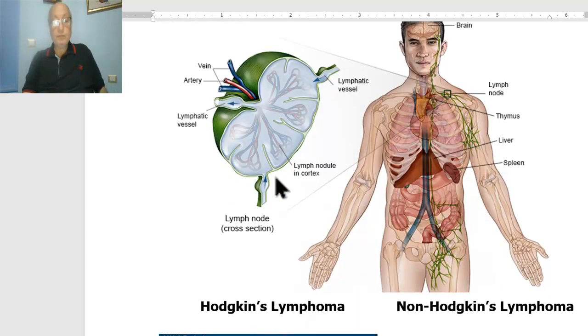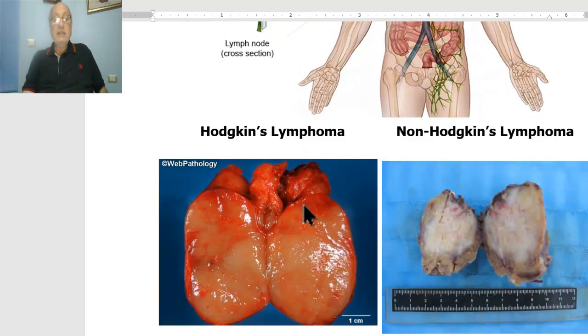Cut section. Cut section of Hodgkin lymphoma is characteristic. It is bench white with minimal areas of hemorrhage, necrosis, and degeneration.